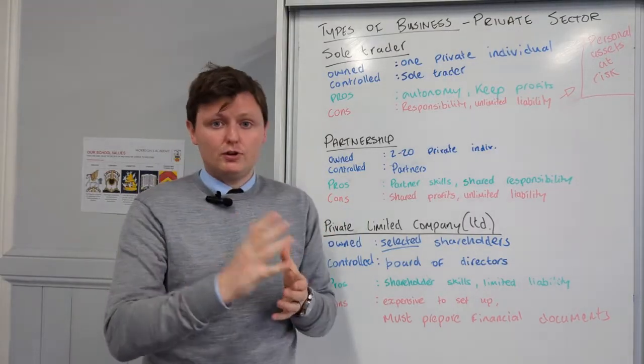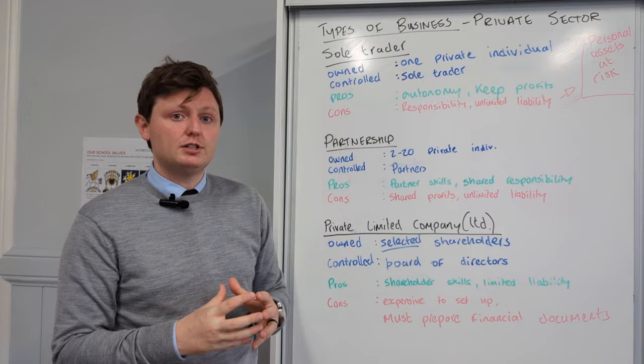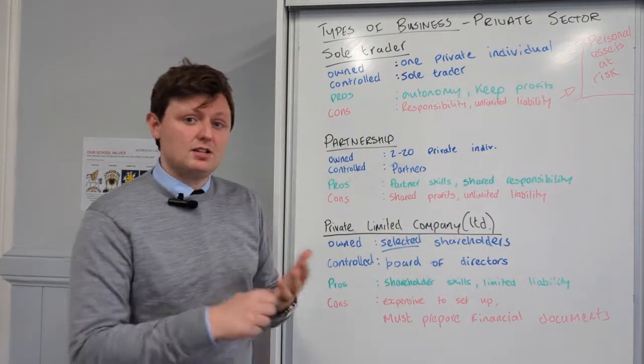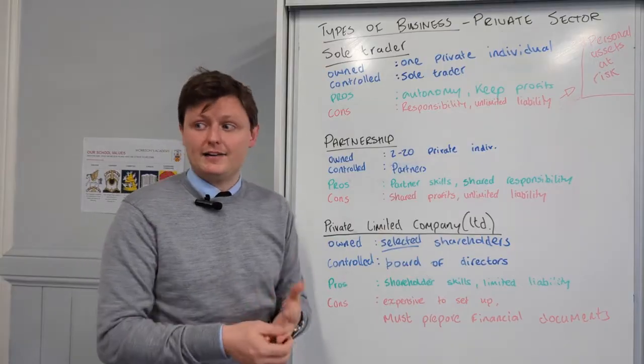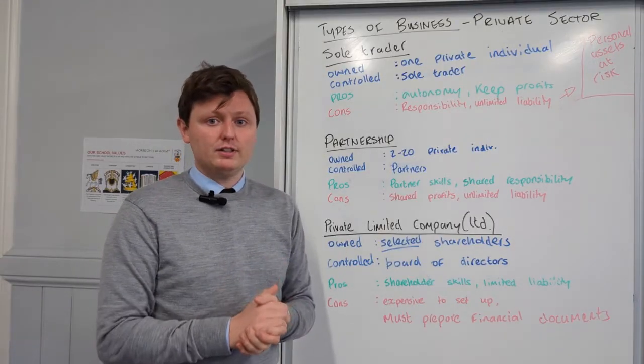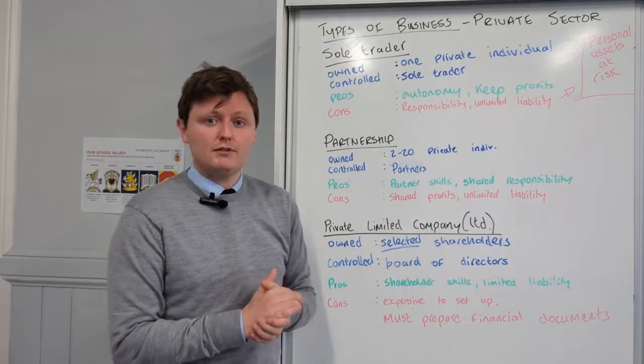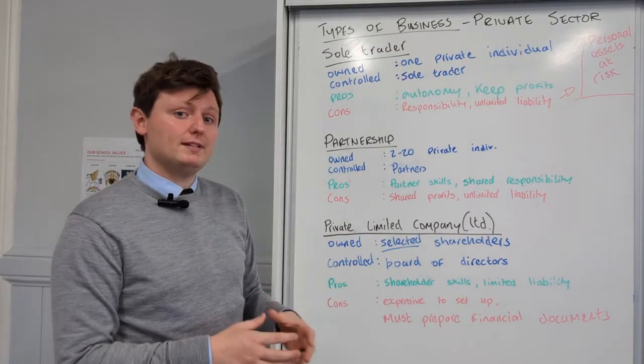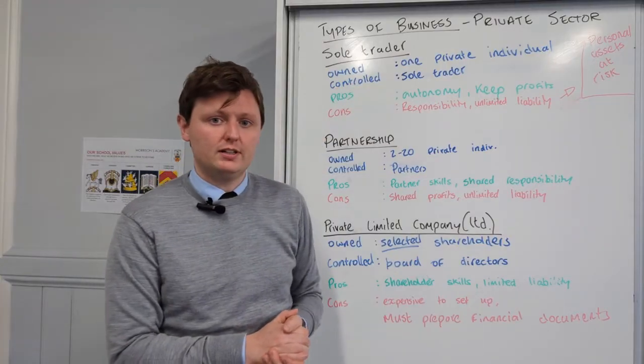So that means if the business, for example, takes out a loan and is unable to repay it, then that bank can go and pursue that person's personal assets, such as their house and their car, any other assets they might have, in order to pay off the debts. So that's obviously a bit of a risk. You've got that unlimited liability that puts your personal assets at risk as the owner of the business if you decide to operate as a sole trader.